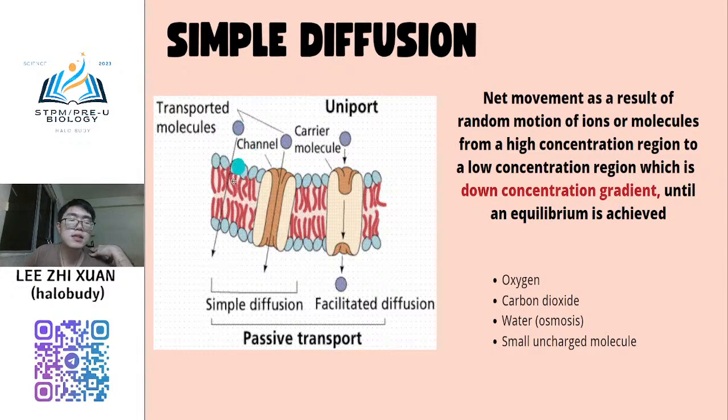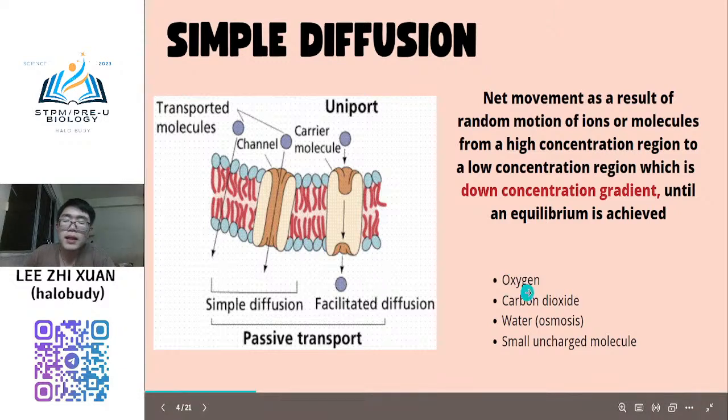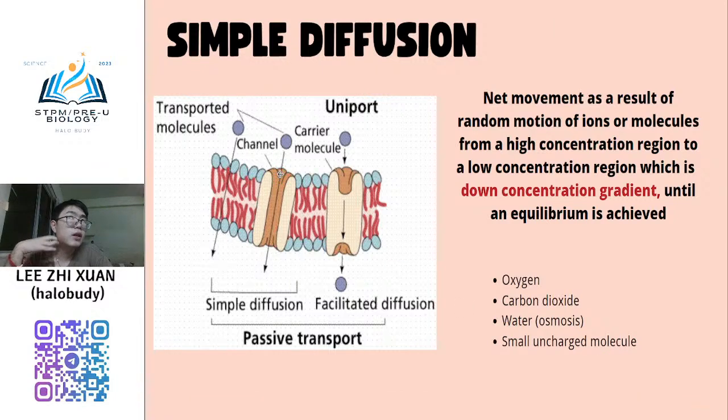Simple diffusion is where the molecules involved can pass through the phospholipid bilayer. Normally these molecules are very small and uncharged, like oxygen, carbon dioxide, water molecules, and other small uncharged molecules. Some big molecules like glucose, lactose, protein, amino acid cannot pass through using simple diffusion because they are very large molecules. Okay, so this is simple diffusion, very easy.